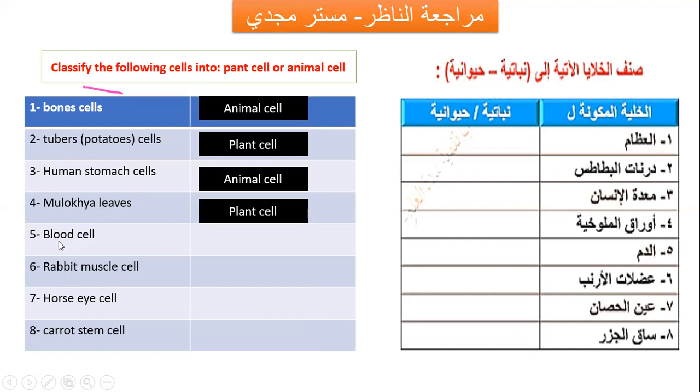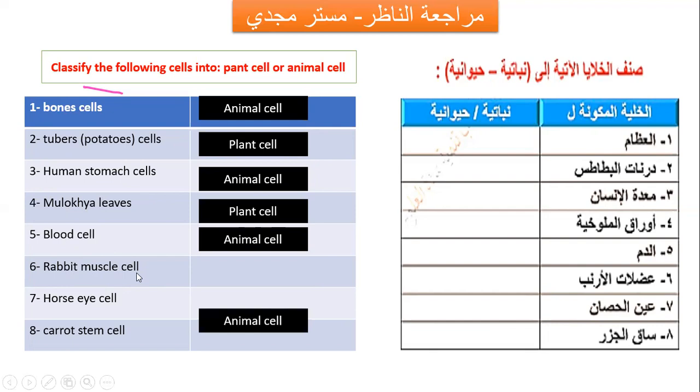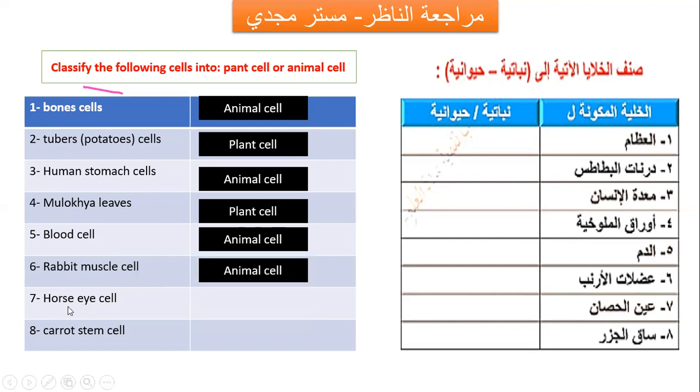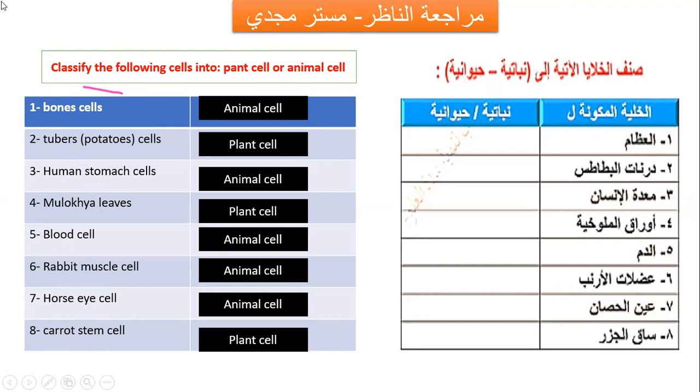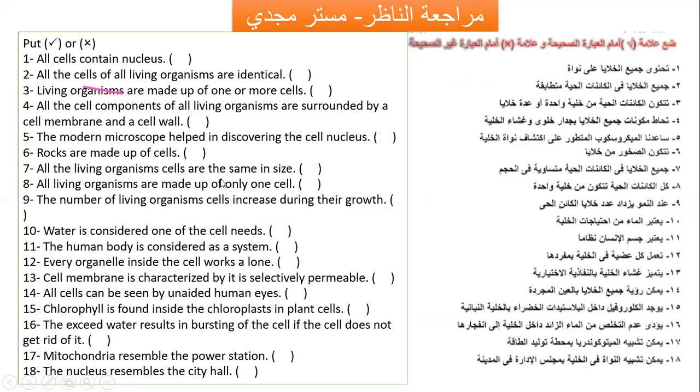Blood cell, blood. Blood cell is what? Yes, animal cell. Excellent. Rabbit muscle cell. So I think, yeah, animal cell. Horse eye cell. Horse is an animal, so animal cell. Carrot stem cell. Carrot is a plant. So it is what? Plant cell. Easy. Okay, let's move to another point.